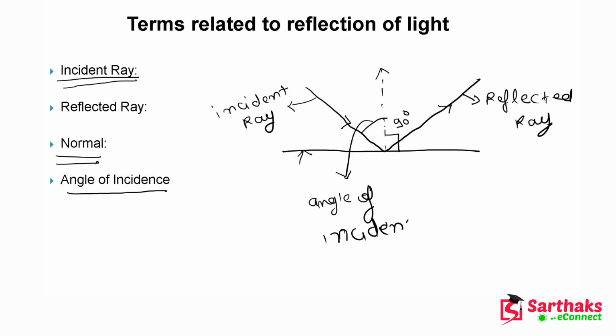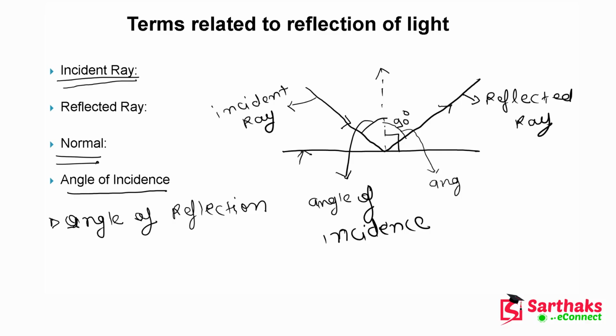Now let me tell you one other point also, and that is angle of reflection. What is angle of reflection? The angle made by the reflected ray and the normal is known as the angle of reflection. Like in this case, this is the angle of reflection. Let me write it for you here: angle of reflection.